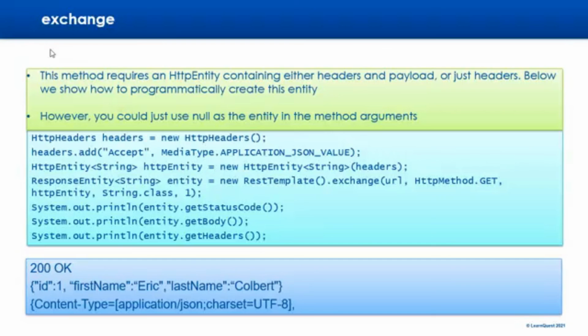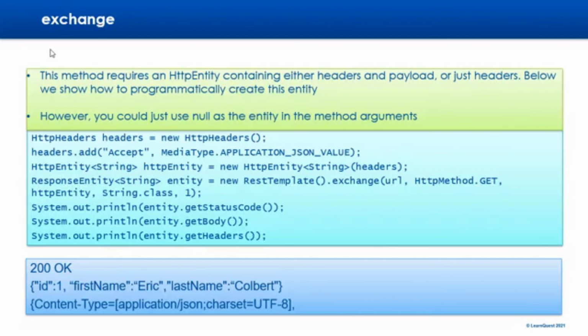Here's my code. Note, I'm creating some headers. I'm creating an accept header of JSON to say I would like JSON back from the service I'm about to call. So we're creating these headers and we're creating an entity that just contains headers.